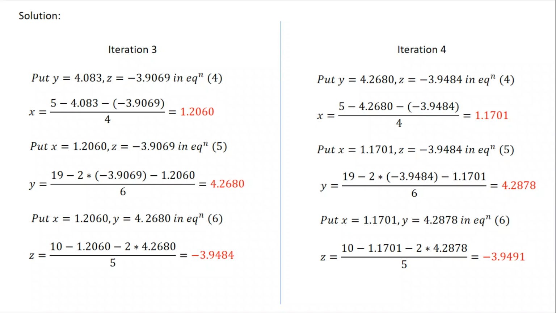If you see here the difference between the previous x value and the new iteration 4 x value: the x value from iteration 3 is 1.2060 and from iteration 4 the x value is 1.1701. Then for the y value, compare 4.2680 with 4.2878. Then the z value is minus 3.9484, and from iteration 4 the z value is minus 3.9491. So here again we get a difference, an error, between iteration 3 and iteration 4. Then go for iteration 5.